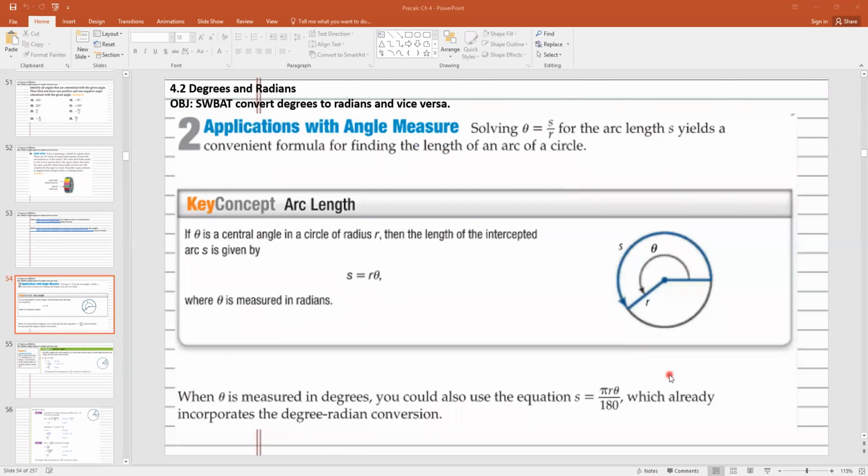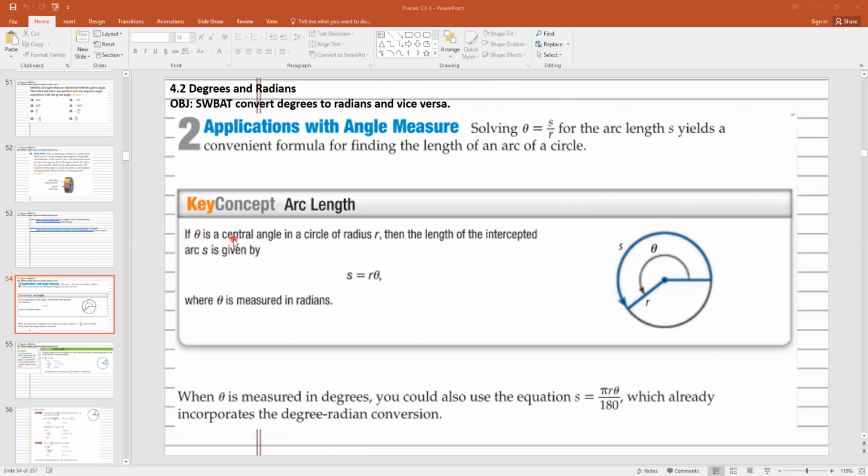Okay, so the arc length is the distance around the circle. Not the whole distance, just this section. That's the arc length. How big is this arc? It's basically like the pizza crust. How long is the pizza crust if you were to straighten it out? That's what we're finding out.